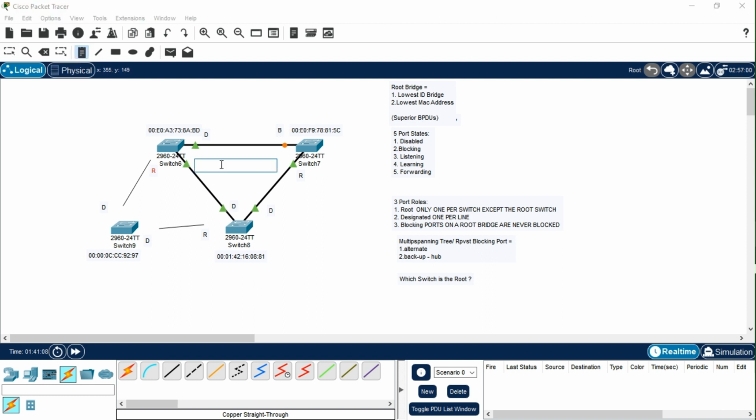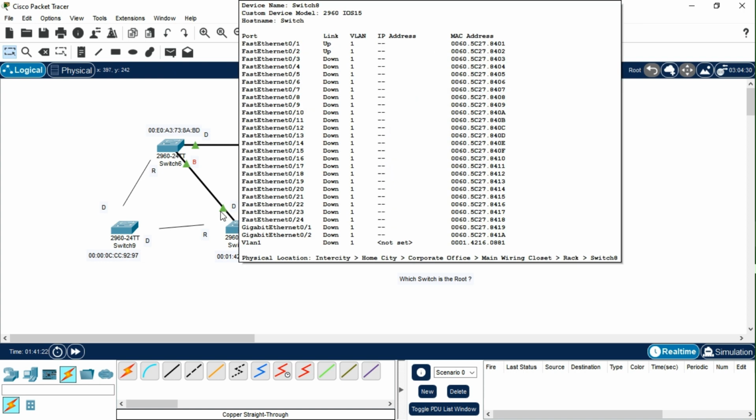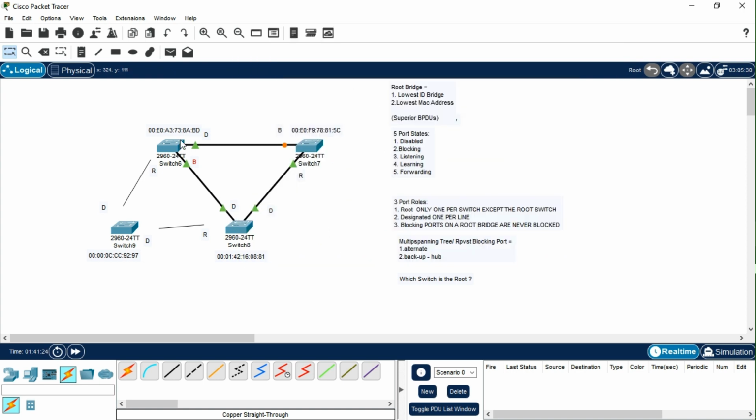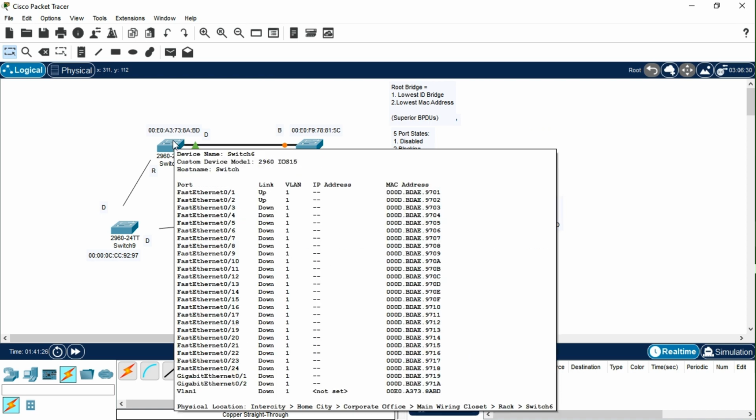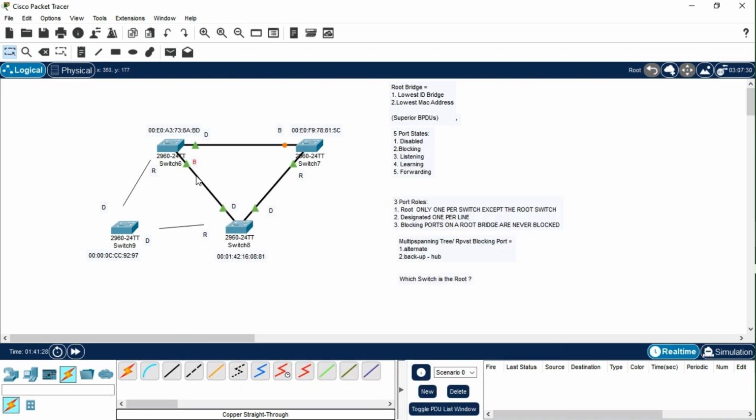So let's go ahead and type in blocking here. And why would this be a blocking port? The reason is because this has superior BPDUs compared to this. That's the way to think about it. Superior BPDUs: lowest bridge ID, lowest MAC address, and then you also have to think about the speed.